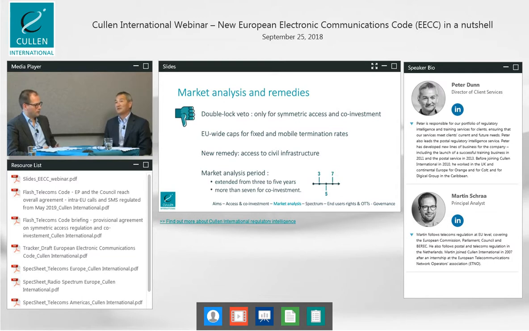So the double lock veto made it, if you like, but it's limited to only certain types of decision. In fact, quite a limited set of decisions that affect remedies. The double lock veto only applies to decisions on co-investment, so what we've just been talking about, and also symmetric access. So really the first two topics we've been talking about. And it only applies to symmetric access decisions where the NRA goes beyond the first concentration or distribution point.